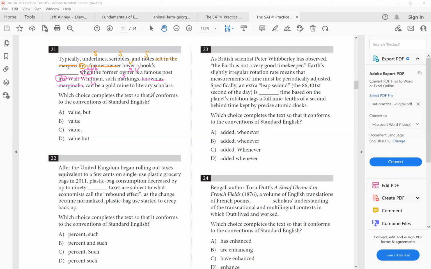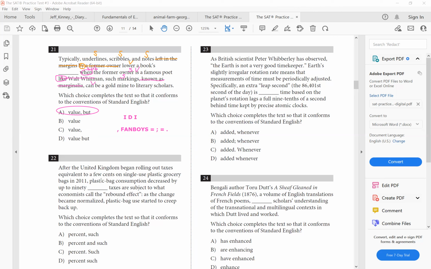So now we know that we have two complete sentences because we have independent, dependent, and then independent. So that means I have to have a period function in the underlined part. And as we know the formula, comma FANBOYS equals semicolon equals period. So the answer would be A, comma, but.